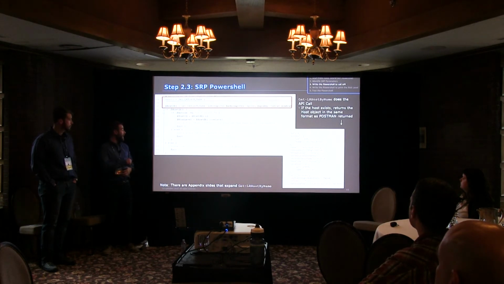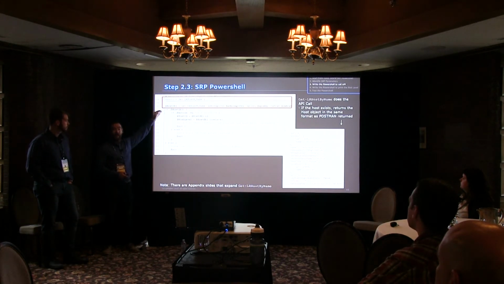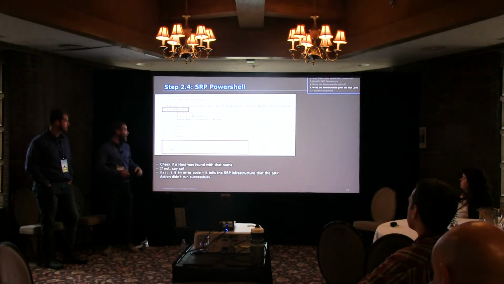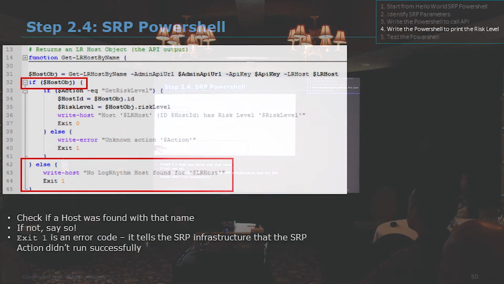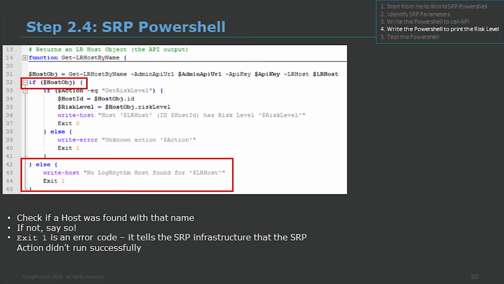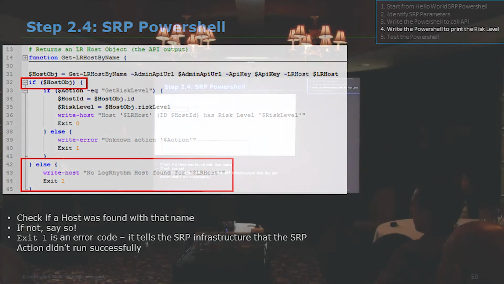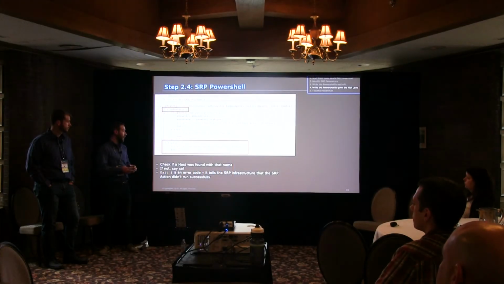So now what we're saying here is I'm going to get the host object from the API, and my first case that I'm going to talk about is I did not find a host. So I'm just going to write host. All SmartResponse is doing is taking that standard out from the command prompt and feeding that back up into your web console or wherever else that output is going.